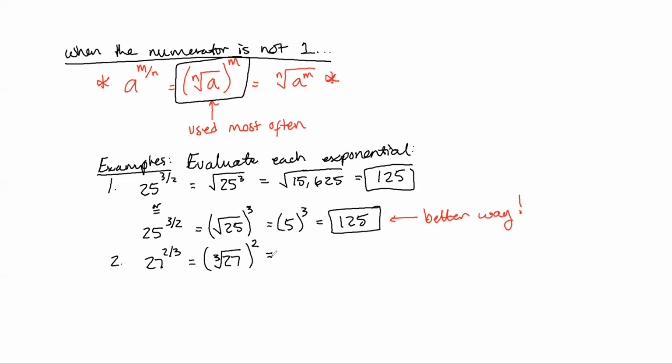And then working from the inside out, what is the cube root of 27? Well, 3 times 3 times 3 is 27, so that's a 3 on the inside. We're squaring that, and 3 squared is 9. These are pretty nice in general. With this next one, you want to be careful with the negatives again.